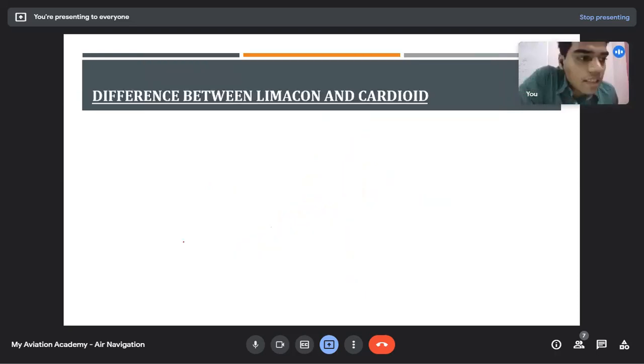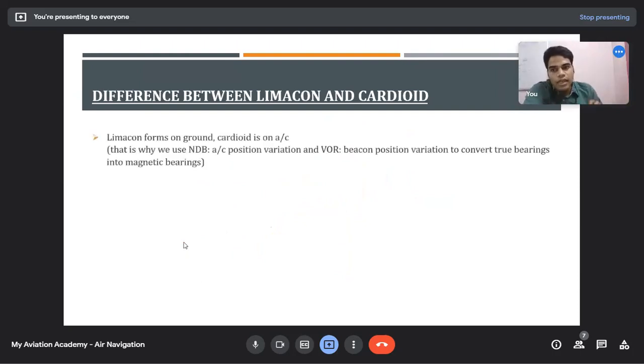Now let's discuss the previous chapter. We taught you cardioid. Here we're teaching you Limaçon. So that you don't get confused in the exam, I just want to clear out some important things. Limaçon forms on the ground because where is it? It's on the VOR. Cardioid is on the aircraft. Why? Because this is on the ADF.